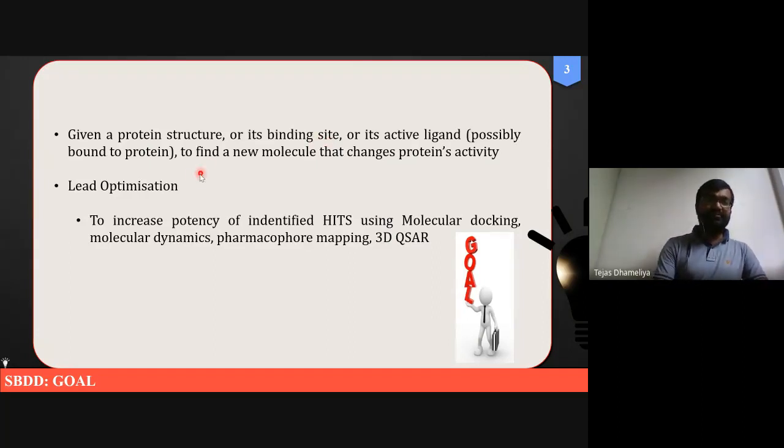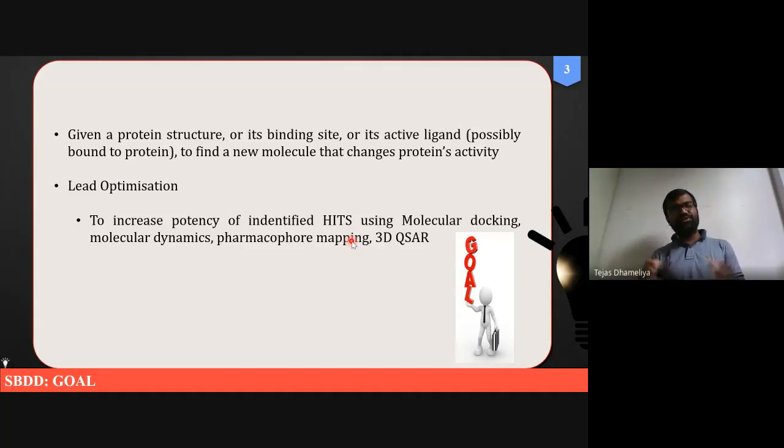Our purpose is lead optimization. If we have so many molecules, thousands of molecules, and we want to narrow these thousands of molecules down to the best 10 molecules, then under these conditions, this drug discovery approach can be utilized.